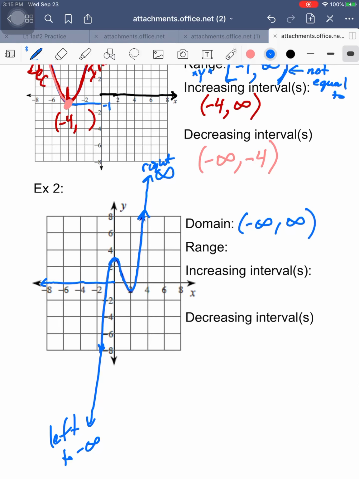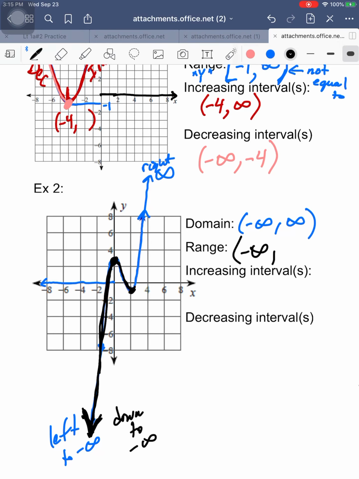The range. Range is how low, the lowest point of the graph, to the highest point of the graph. So if we're looking at the range, what's the lowest part of the graph? This is a local minimum, but it's not the lowest part of the graph. There's a lower part way down here. And where's it going to go to? It's going to go to -infinity.